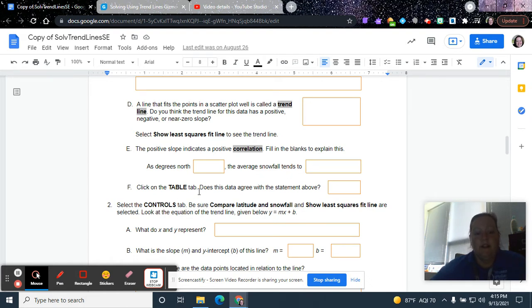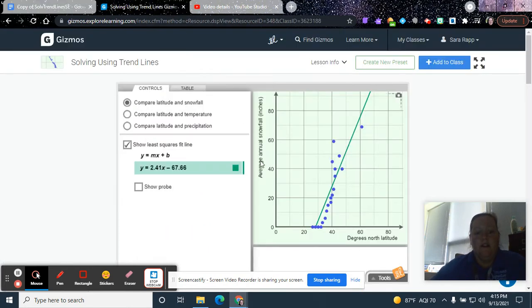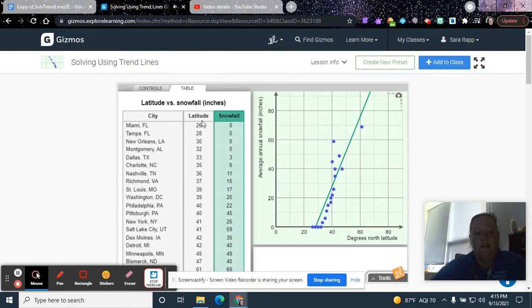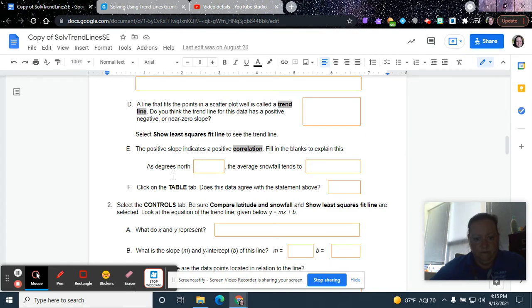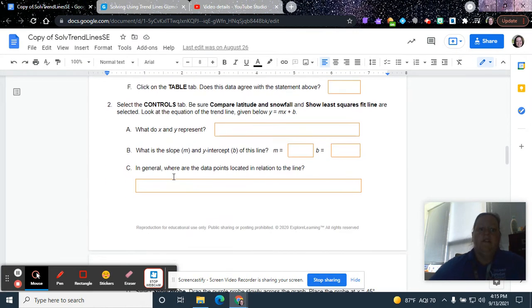Then it says, click on the table tab. Does this data agree with your statement above? So now that you've decided if it increases or decreases, if you click on the table, what did you find out? As the latitude increases, what happens to the snowfall? And now it says, select the controls tab again, and compare latitude to snowfall and show least squares fit line are selected. Look at the equation of the trend line.